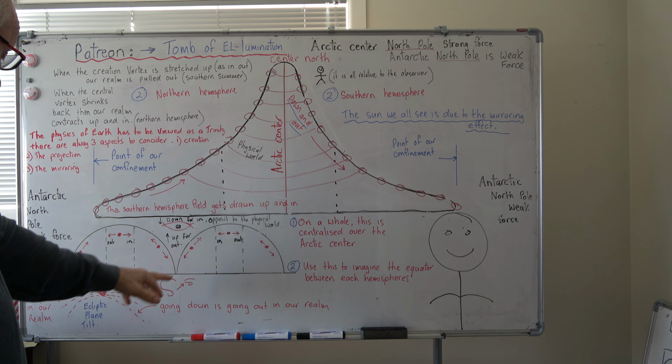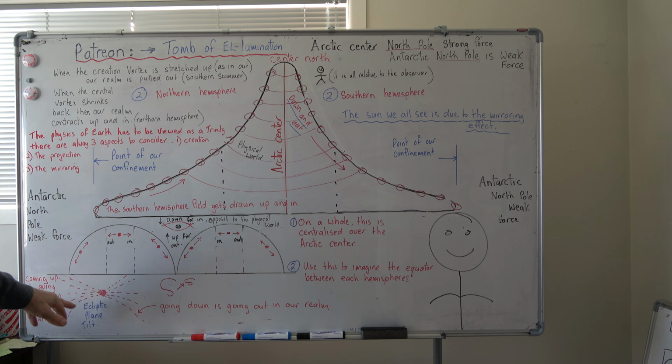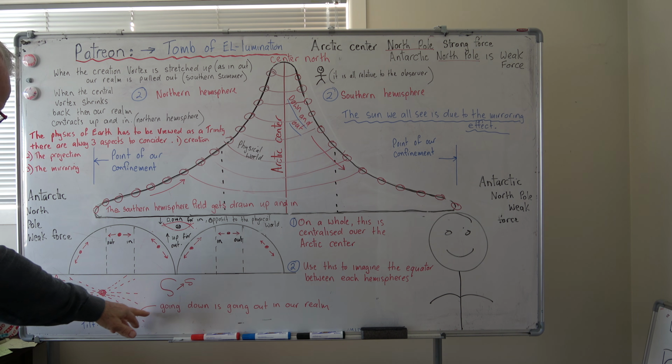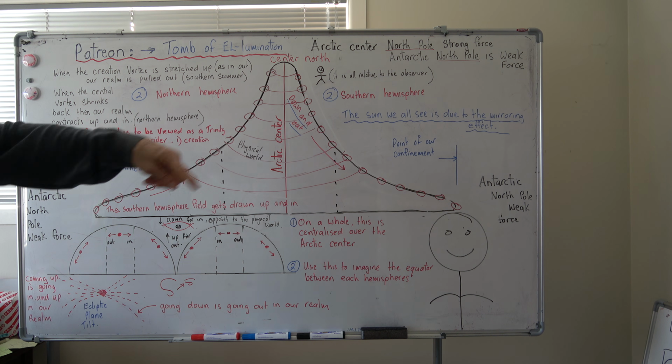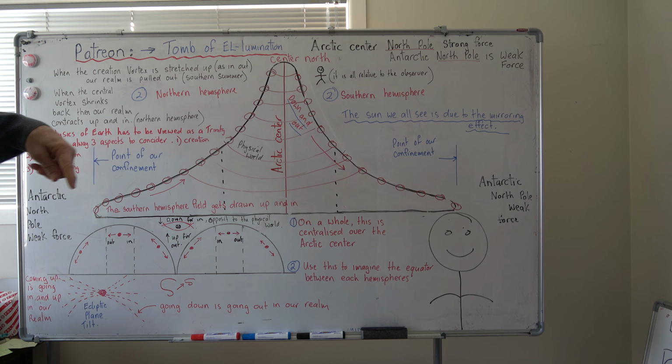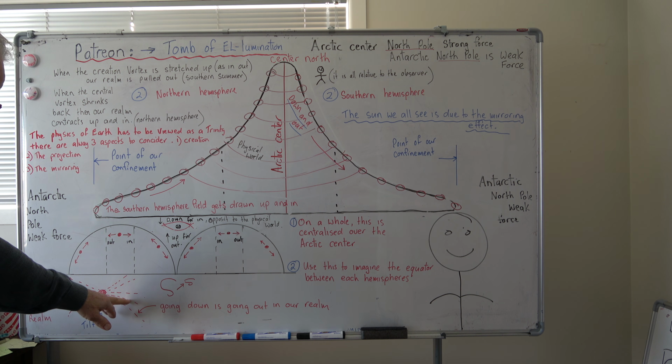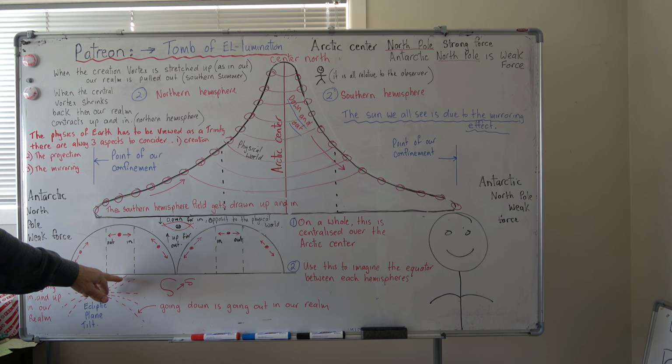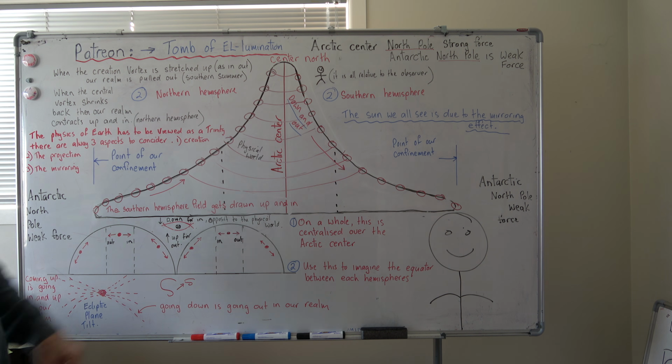So understanding that, there's your flexing of the ecliptic plane. Down and out, your southern summer. So the sun is all the way around the flat earth system. Then it starts coming back up, and then you have the equinox there, and it carries on up to the northern hemisphere solstice. Going up is going in and up in our realm.